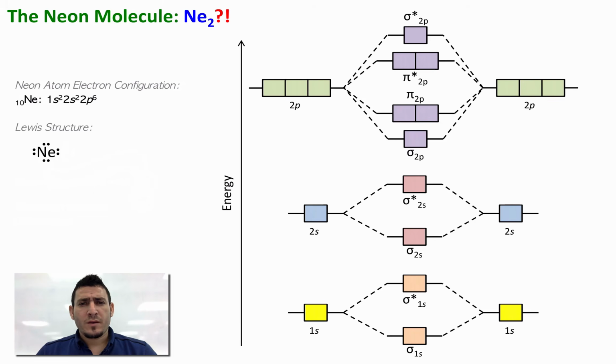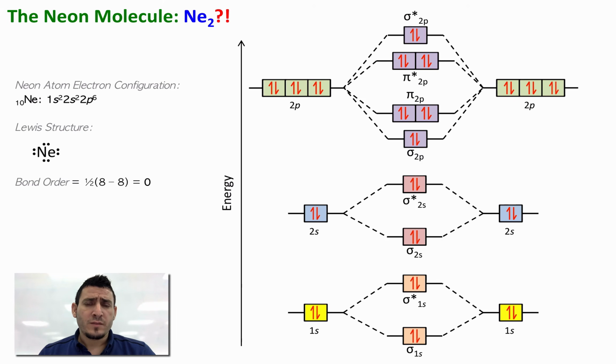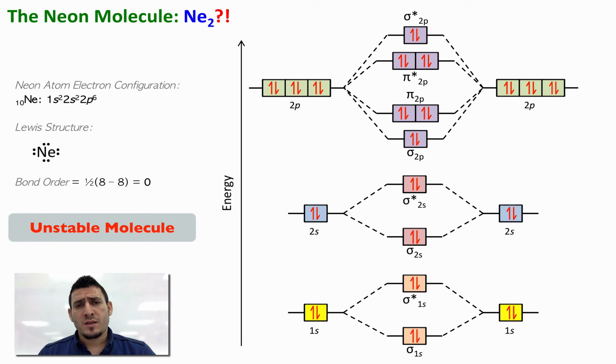Now, what about neon? Does it form a diatomic molecule? And is it stable? So in a similar way, neon has 10 electrons each atom. These 20 electrons are going to fill all of the molecular orbitals. So the bond order is going to be half multiplied by 8 bonding electrons minus 8 antibonding electrons. And therefore the bond order is going to be equal to 0. And thus it means that there's no bond that can form between the two neon atoms. And therefore Ne2 is an unstable molecule.